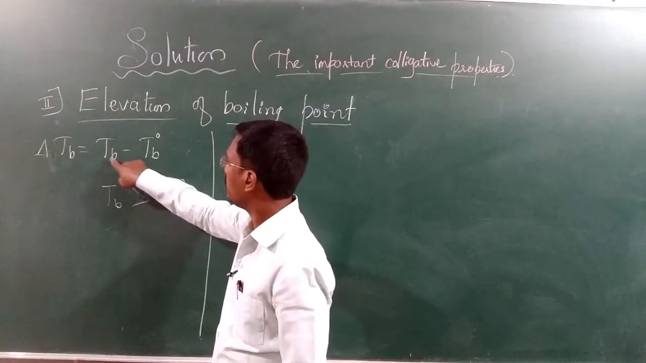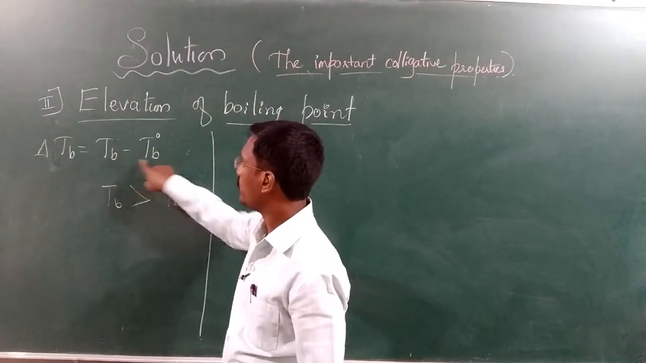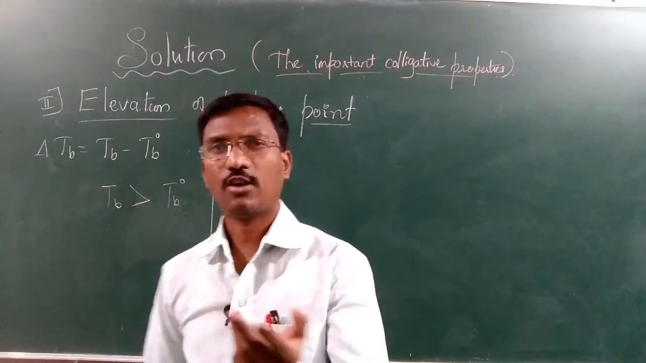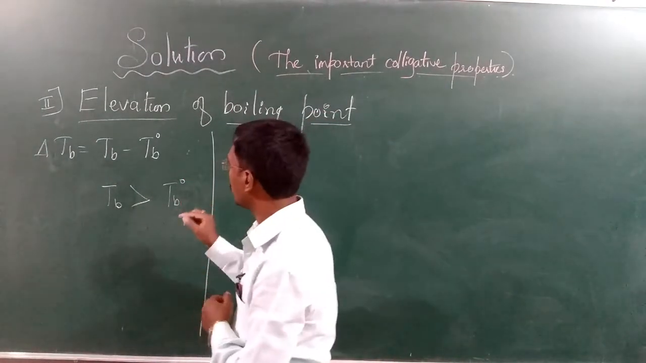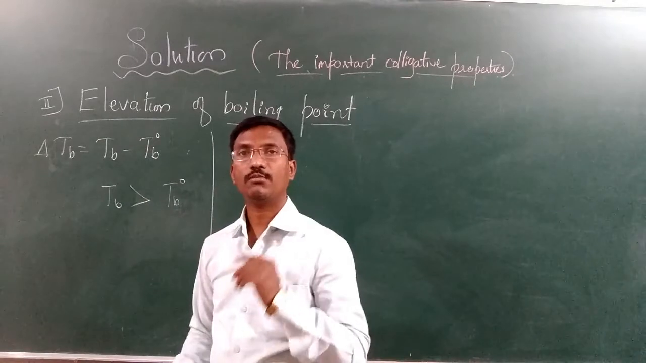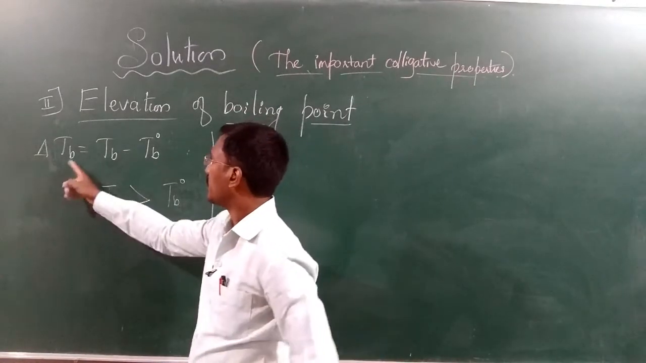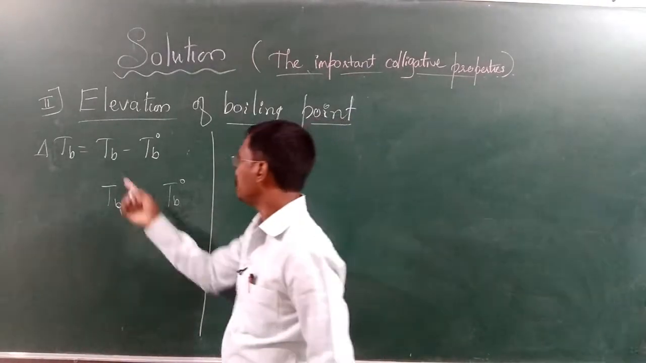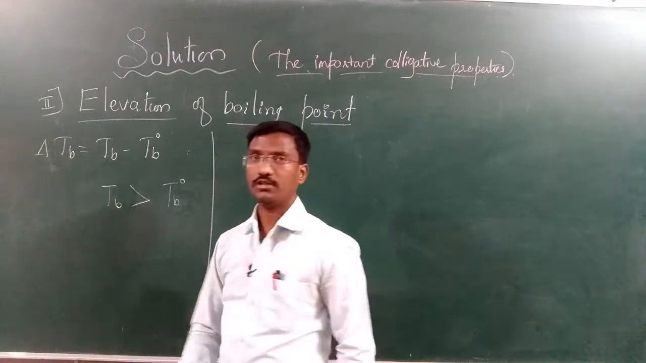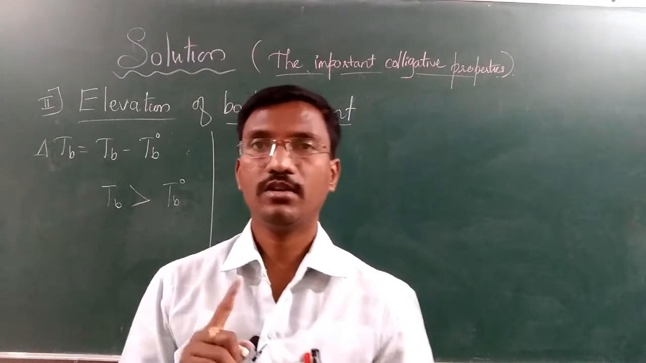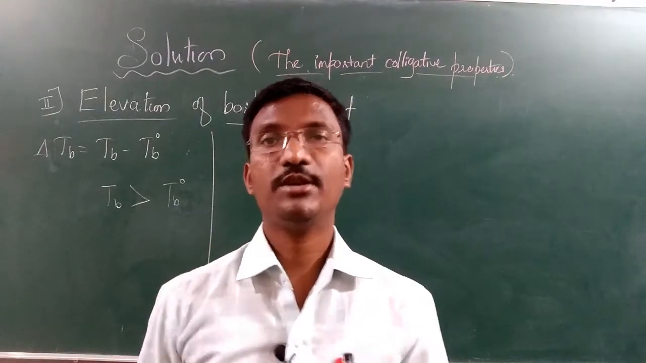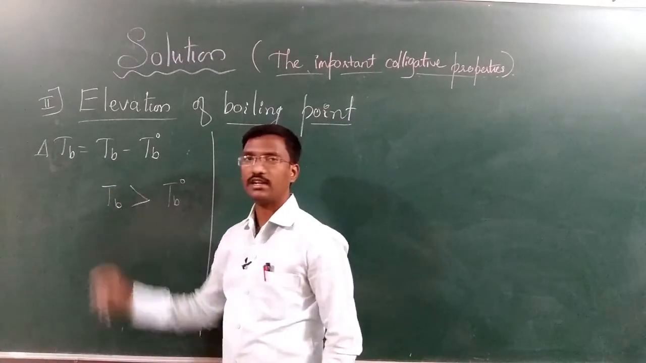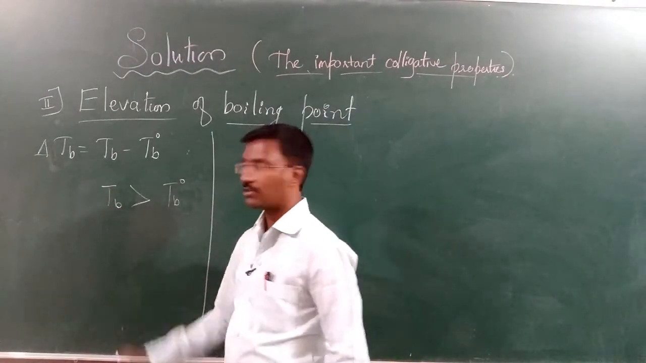Now you can guess why I wrote TB first, TB minus TB naught. You should be capable of analyzing the statement. They are not going to ask this, but you should know it. If you know the basic things, you won't forget and won't make mistakes. So delta TB, the elevation of boiling point, is defined as the difference between the boiling point of the solution and the boiling point of the pure solvent. This difference is called the elevation of boiling point. The greater one is the solution and the other is the pure solvent.